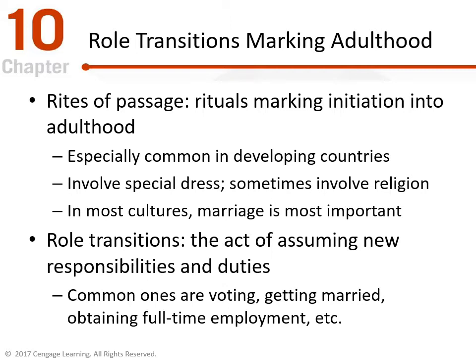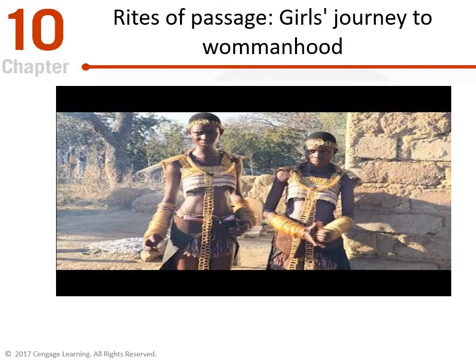So when you're thinking about this rites of passage, you want to think of these role transitions marking adulthood, and think of what roles or special ceremonies would mark that transition from adolescence into adulthood. Just remember, Western culture has a lot of role transitions, the act of assuming these new responsibilities and duties. In your additional videos, there will be one showing the rites of passage, a girl's journey to womanhood from a non-Western culture. I want you to watch this and compare that to what we in the United States would consider a rite of passage, and what this non-Western culture considers a rite of passage. Do you agree with it? What are some of the similarities? What are some of the differences?